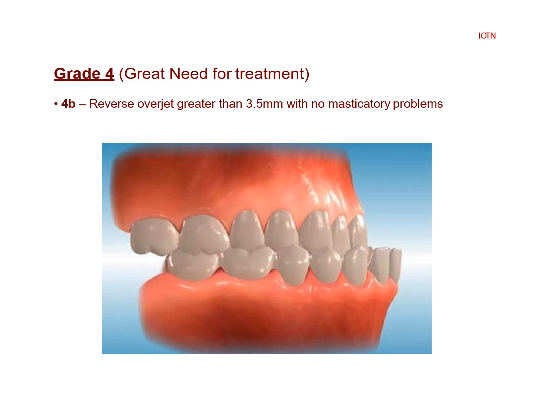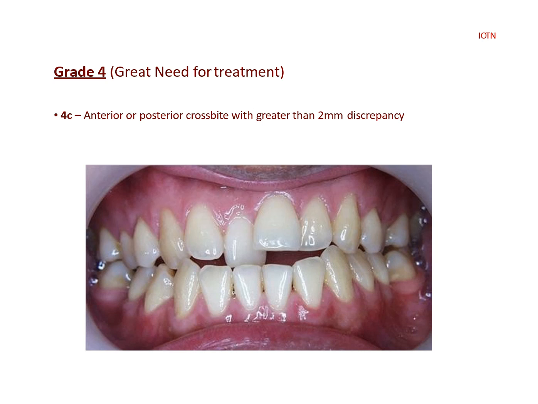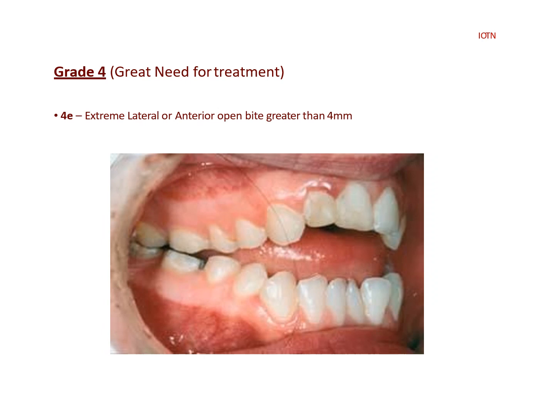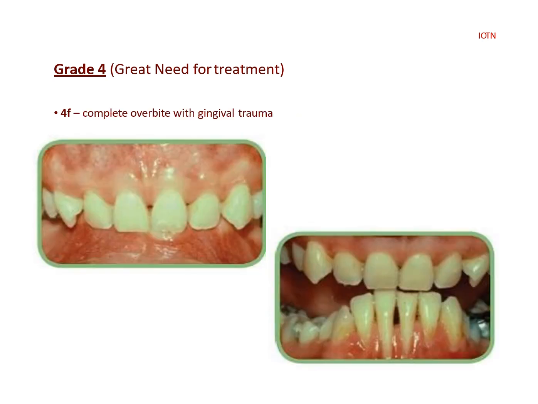Next is 4B, which is reverse overjet greater than 3.5 mm with no masticatory problems as such, but aesthetically definitely there is a problem. 4C means anterior or posterior crossbite with greater than 2 mm discrepancy. 4D means severe displacement of teeth, like you see in this picture, greater than 4 mm. 4E means extreme lateral or anterior open bite, greater than 4 mm. 4F means complete overbite with gingival trauma.